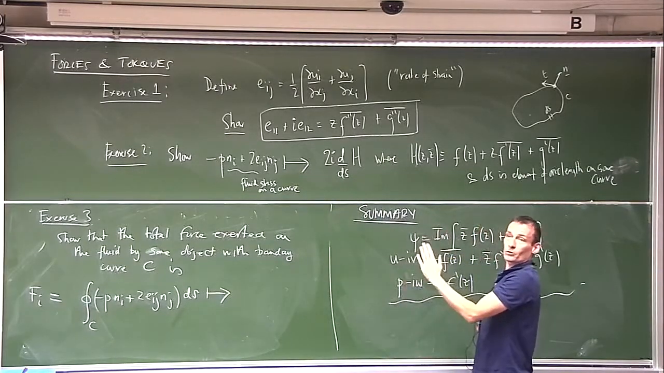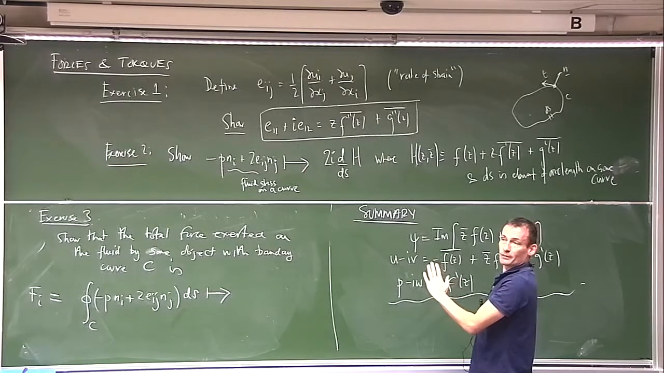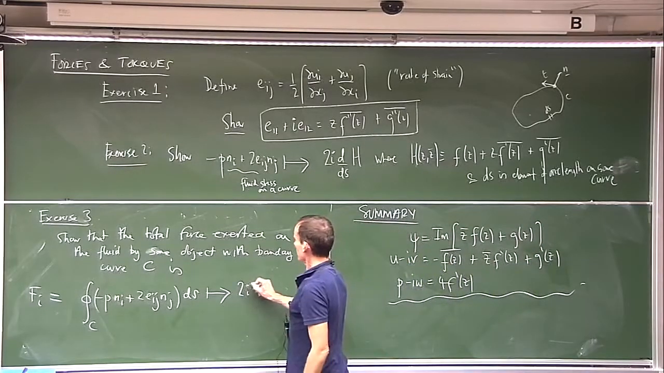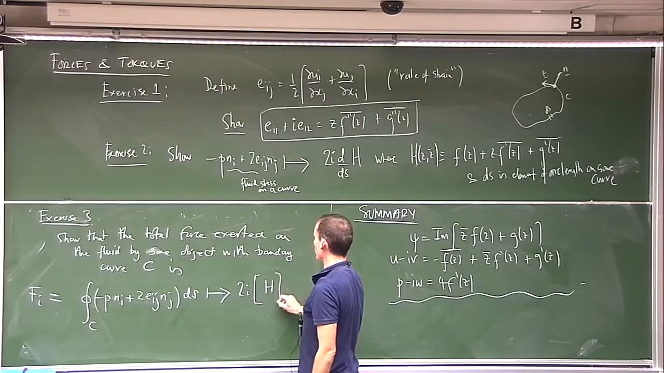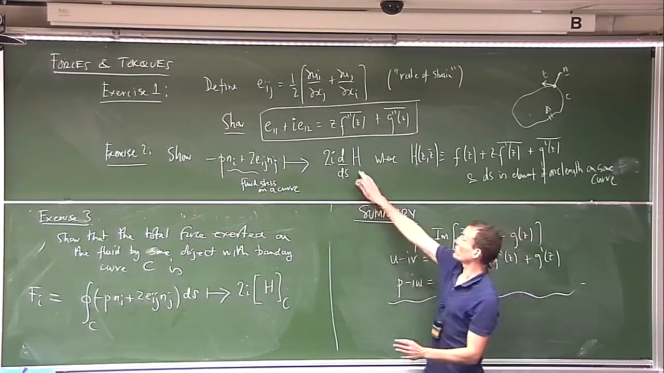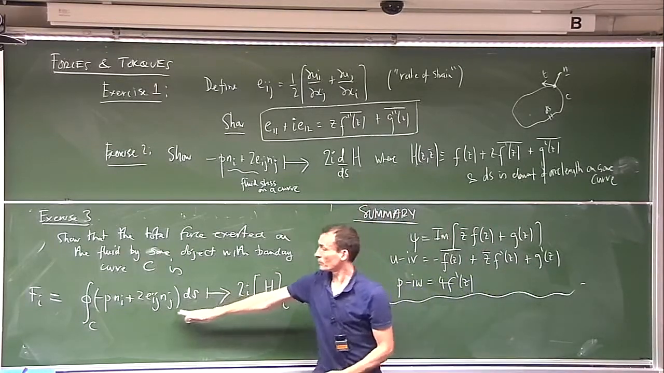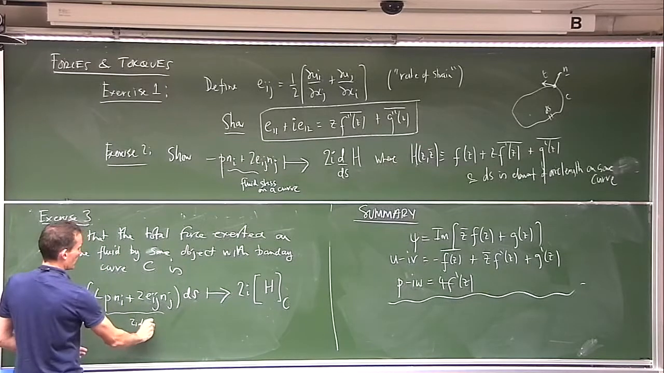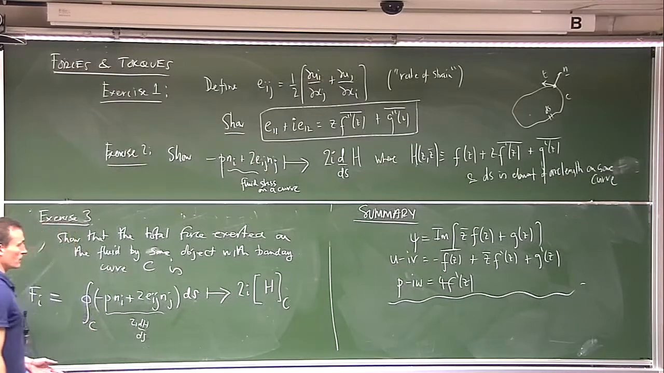So it's the integral of a total derivative. So in fact, it's 2i times the change in h as you go around the curve, because I'm integrating a total derivative. So this thing is just 2i dh by ds by exercise 2. Okay?